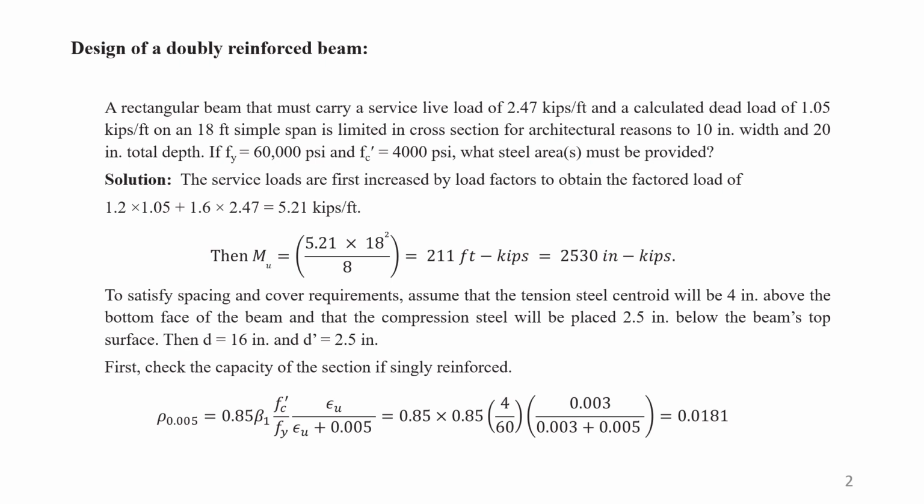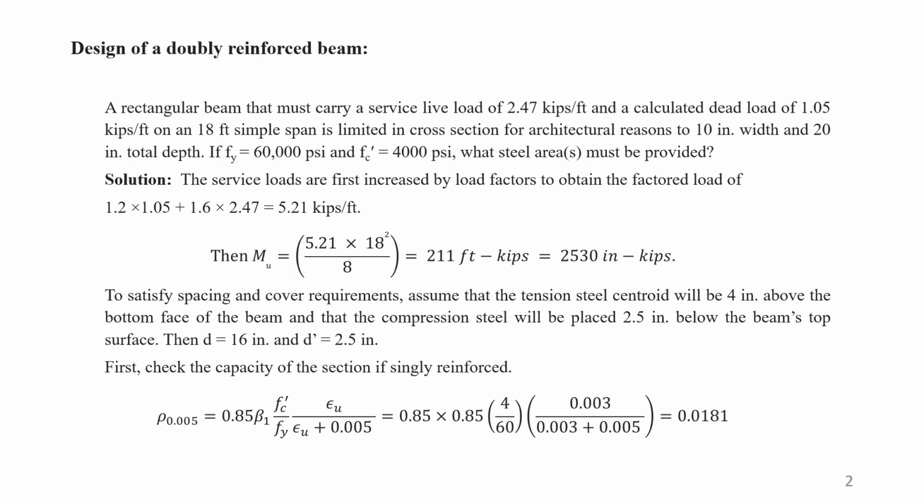compression zone. Because of that, the section will be limited, and for limiting the section, the concrete will not be able to take care of the full compression of the beam. That's why we will use some steel in the compression zone also for taking care of the excess compression.